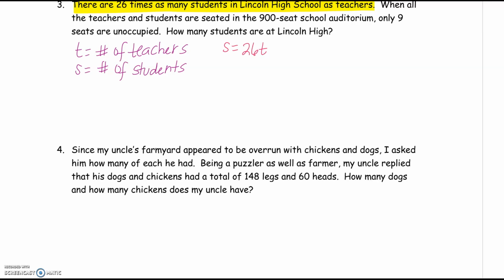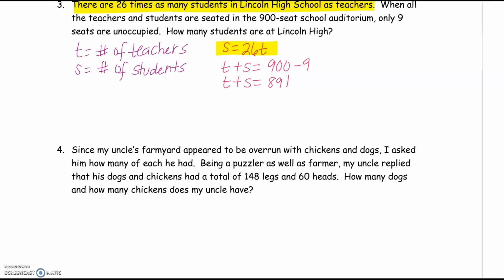Next it says when the teachers and students are all seated in the 900-seat school auditorium, only 9 seats are unoccupied. So that means we are going to have teachers plus students equals 900 minus 9, because 9 of the seats don't have anyone in it. And 900 minus 9 is 891. It makes sense again to use substitution because we already have S solved in terms of T.